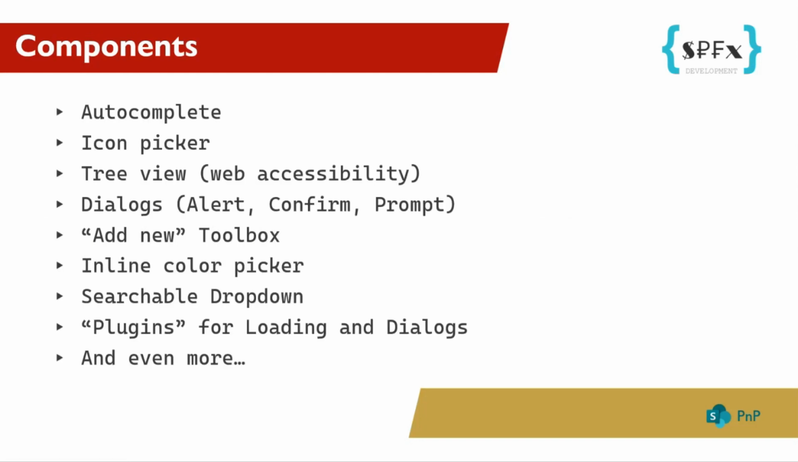Autocomplete, the previously mentioned icon picker or color picker, a tree view, which unlike the PnP tree view can be accessed using the keyboard, or a searchable drop-down. There are also plugins, at least that's how I call them. These can be used to open an alert dialog with a single line of code, for example. And of course, there are even more components than those mentioned here.